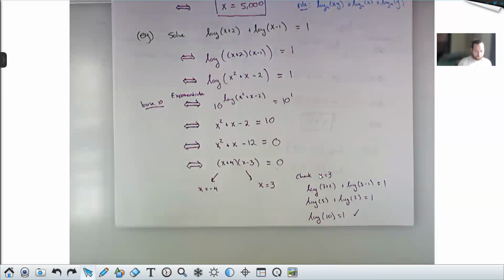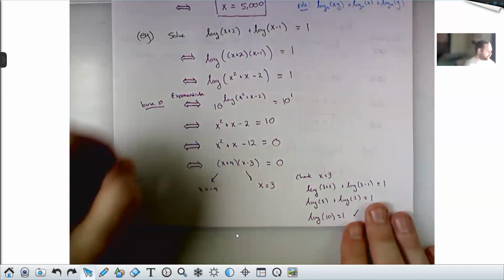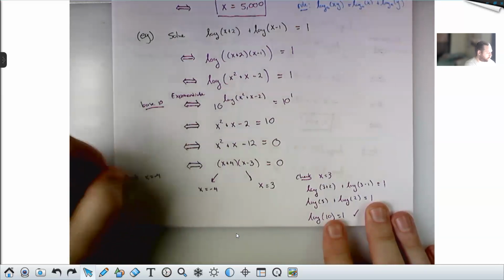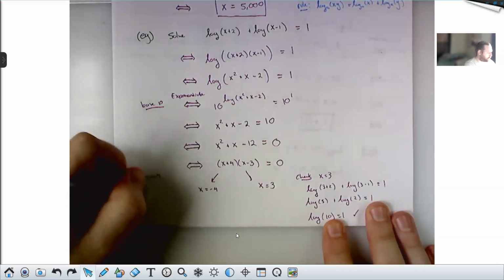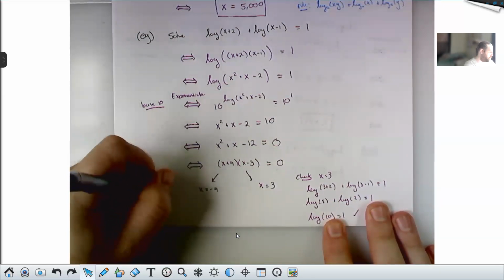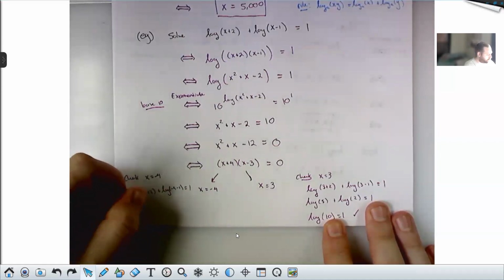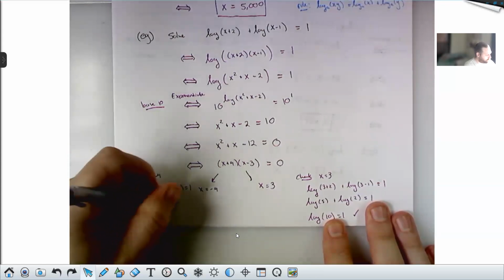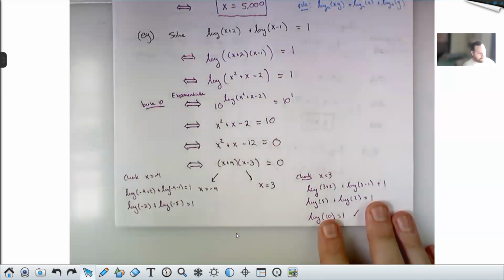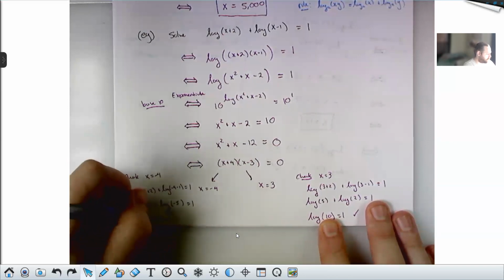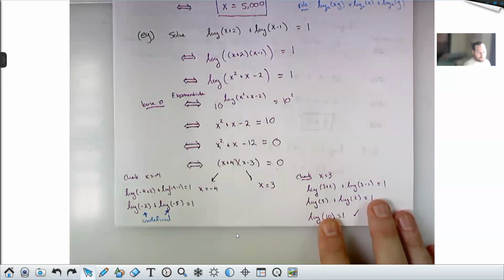But as long as everything is defined, as long as you don't have a 0 or a negative inside your log, then the solution will work. When we check the other guy, we run into trouble right away. You have the log of negative 4 plus 2 plus the log of negative 4 minus 1 equals 1. And that would say the log of negative 2 plus the log of negative 5 equals 1. And both of those are undefined, right? Because remember, the inside of a logarithm must be greater than 0.